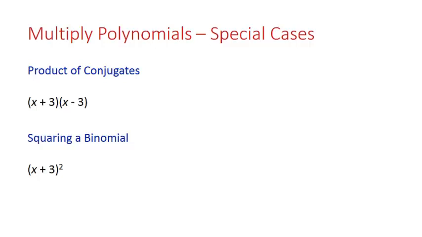There are two special cases for multiplying two binomials. One is the product of conjugates, and the other is squaring a binomial. Conjugates are expressions of the form a plus b and a minus b. That is, they have the same terms connected by different signs. So something like 2y plus 5 and 2y minus 5 are conjugates.